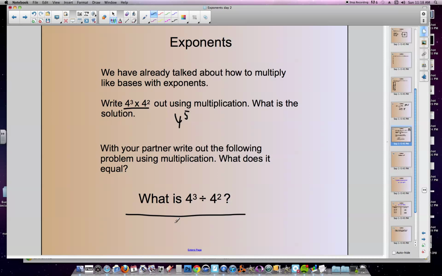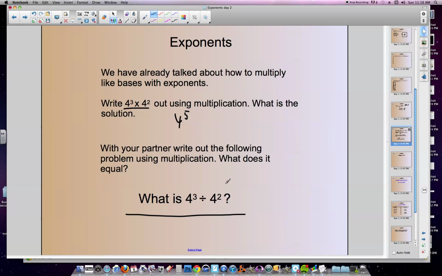And you may have the intuition already to say, I bet I'm supposed to subtract these exponents, because division's the opposite of multiplication. And since we're adding these exponents, I bet we're supposed to subtract these. And if that's your intuition, then congratulations, you have great intuition. But let's talk about why, okay?